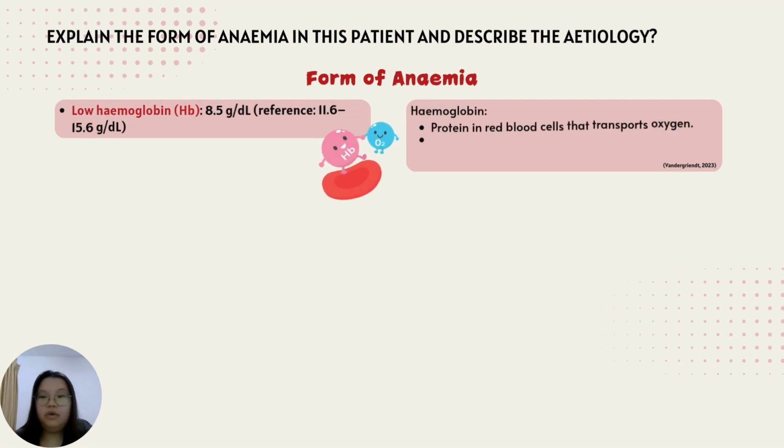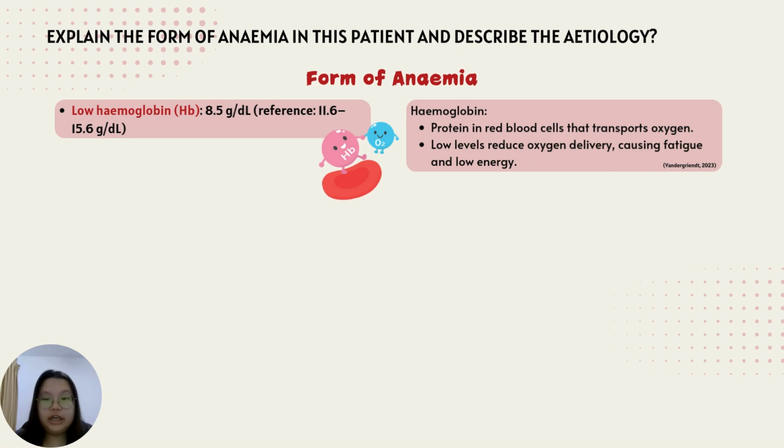My name is Suet. I'm going to explain the form of anemia in this patient and describe the etiology. In this case, several blood parameters are below their normal reference ranges, pointing to a diagnosis of microcytic hypochromic anemia. The hemoglobin level is significantly low at 8.5 grams per deciliter, compared to the normal range of 11.6 to 15.6. Hemoglobin, a protein in red blood cells, transports oxygen to tissues. When levels are low, oxygen delivery is reduced, leading to fatigue and low energy.